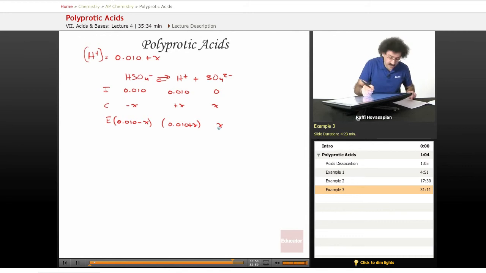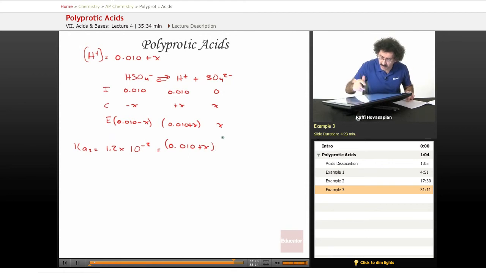and we get X over here, and we write Ka2, which is 1.2 times 10 to the negative 2, equal to 0.010 plus X times X, over 0.010 minus X. That's it. We have to solve this equation.